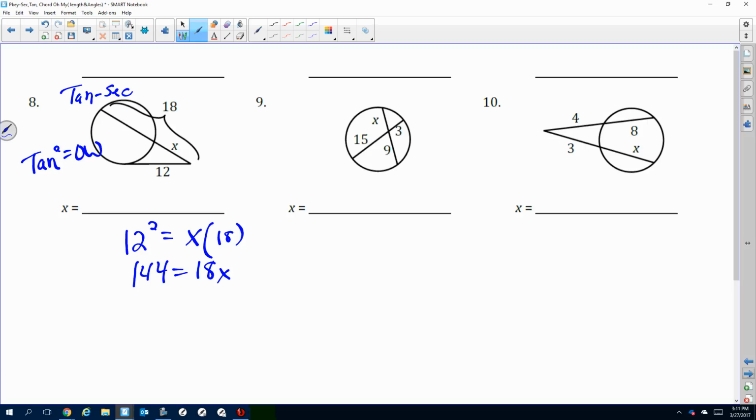Okay, 9. What's 9 going to be? Chord. So we would have 9x equals 45, because 3 times 15.